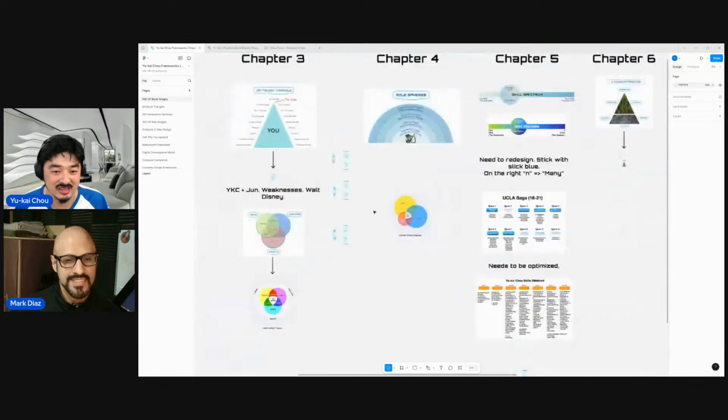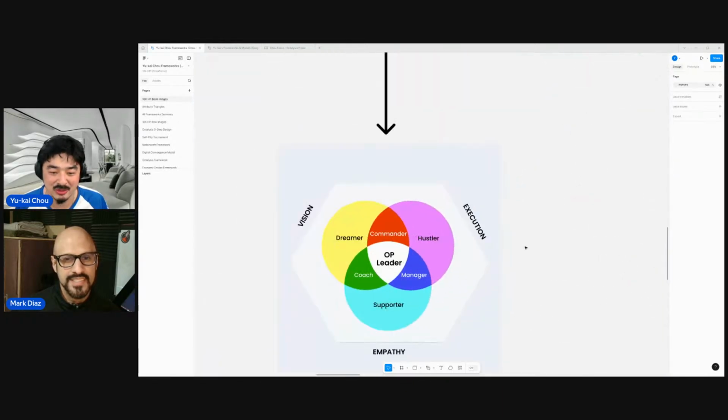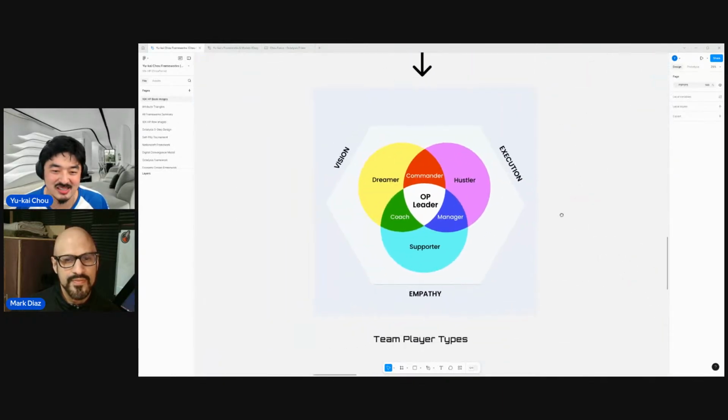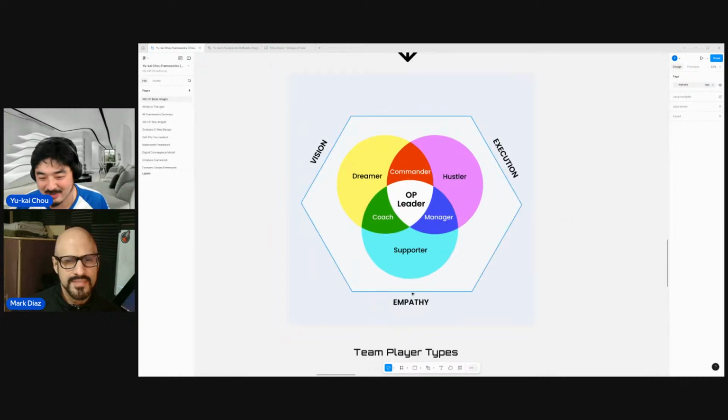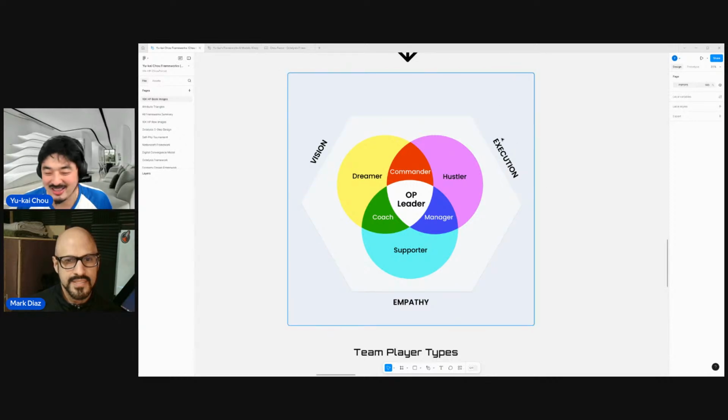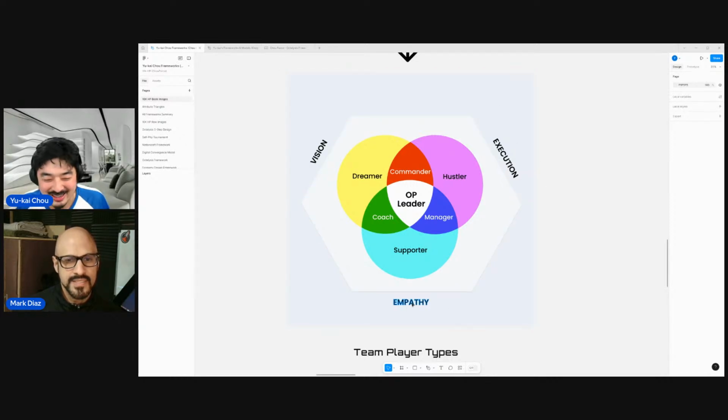And then the other thing is, we talk about team player types, and this goes back to 3 attributes: execution, vision, and empathy. Not going to go into the details, but the idea is if you have all 3, you're an OP leader, and most leaders have 2 out of the 3. But I talked about even if you just have 1, there are roles to play. Like let's say someone just has vision, right? They dream up things, but they suck at execution. They can't execute anything, and they don't even have empathy. They piss people off when they work with them. So we call them a dreamer.